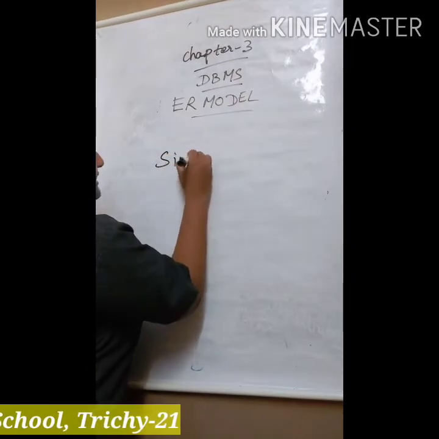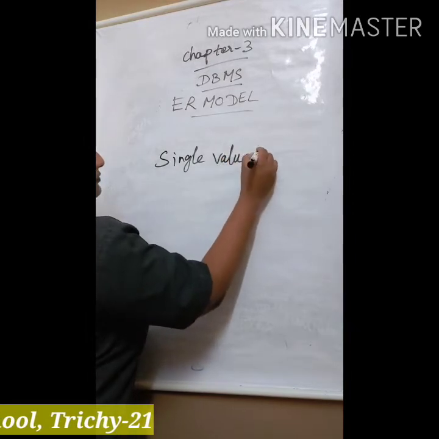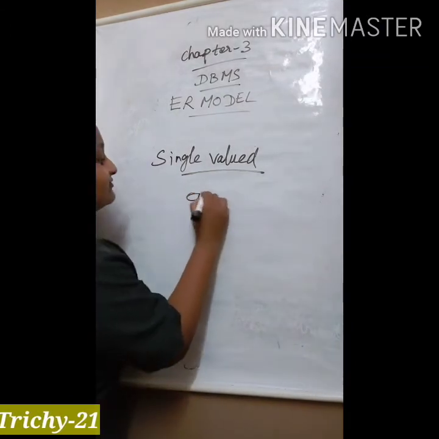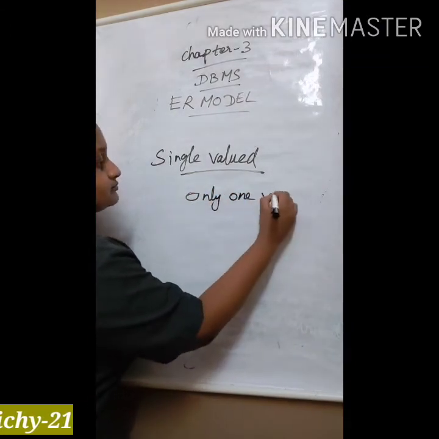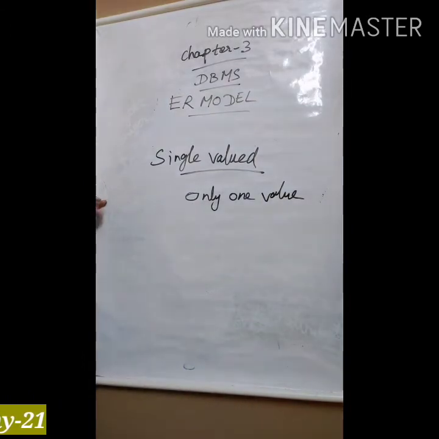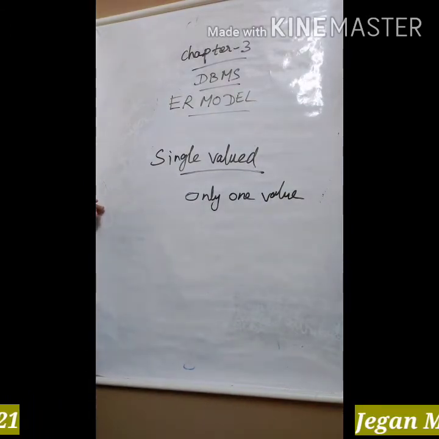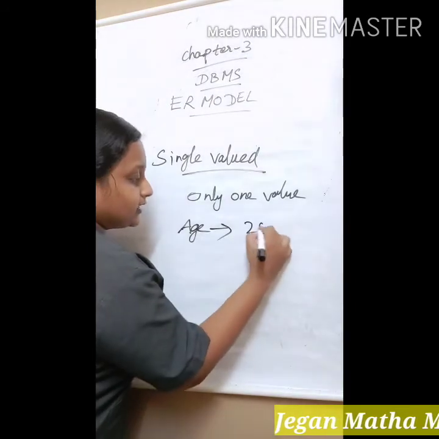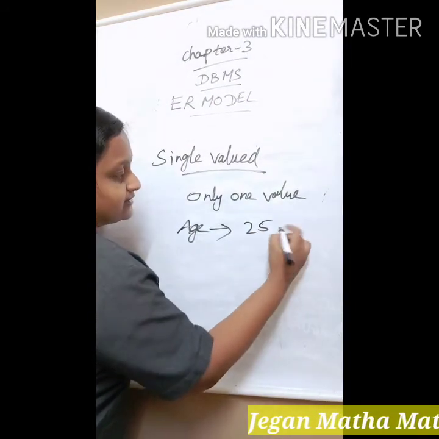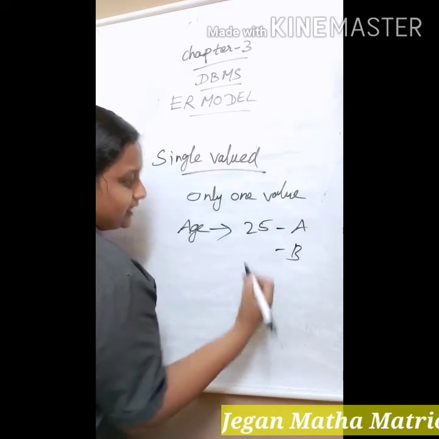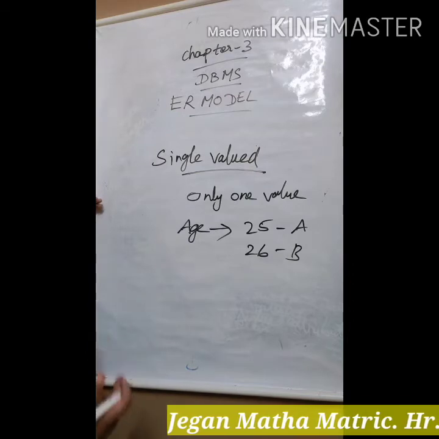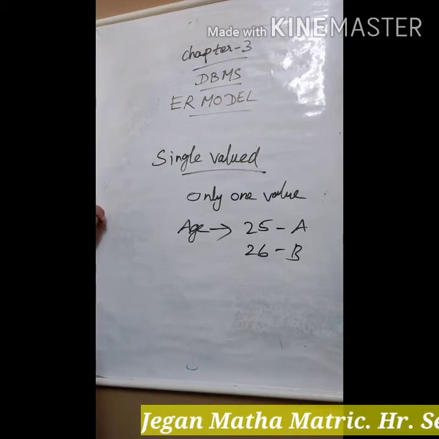Next one is single valued attribute. A single valued attribute contains only one value for the attribute and does not have multiple values. For example, if we take age, we have only one age. For student A, only one age; then student B, one age. This is the example for single valued attribute. It contains only one value.